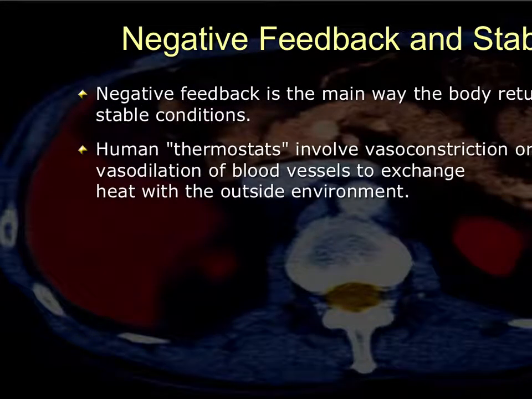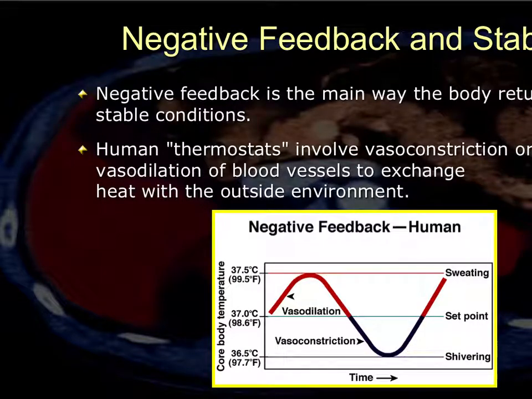Okay, there are two different types of feedback pathways. The majority of the feedback pathways we're going to talk about in class are negative feedback pathways. Negative feedback is our main way the body returns to stable conditions. So whatever change happens, it's going to work to return you back to the set point. The set point is that normal condition.